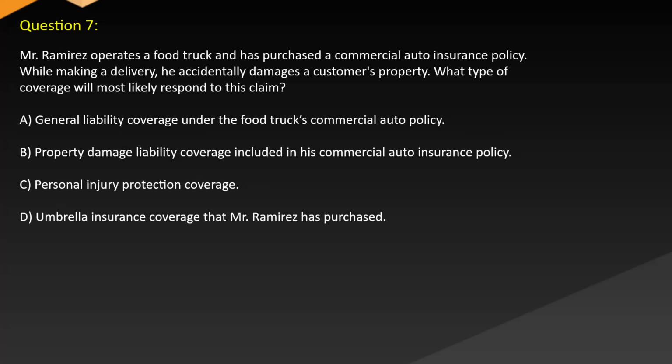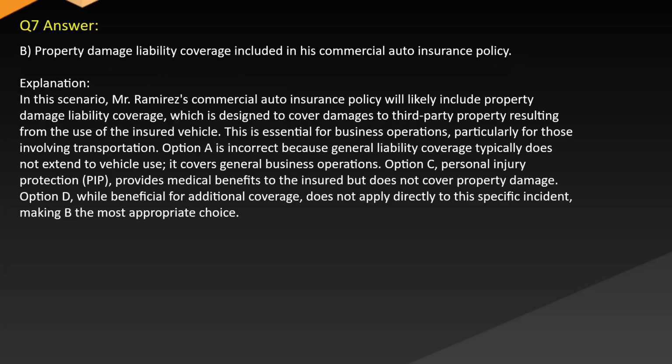Question 7. Mr. Ramirez operates a food truck and has purchased a commercial auto insurance policy. While making a delivery, he accidentally damages a customer's property. What type of coverage will most likely respond to this claim? A. General liability coverage under the food truck's commercial auto policy. B. Property damage liability coverage included in his commercial auto insurance policy. C. Personal injury protection coverage. D. Umbrella insurance coverage that Mr. Ramirez has purchased. Answer. B. Property damage liability coverage included in his commercial auto insurance policy.